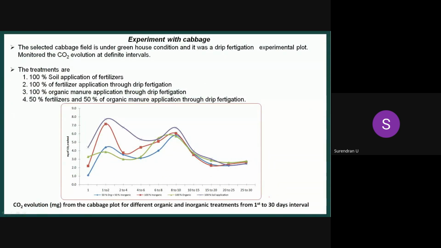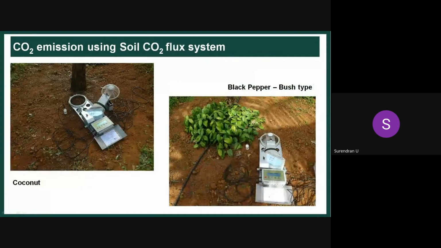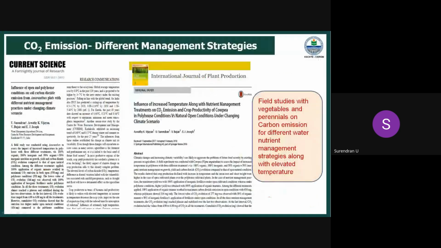Similarly, for mulching also, we have done a few field experiments. The results are published in two papers: one in Current Science and another in the International Journal of Plant Production. You can verify those papers: field studies with vegetables and perennials on carbon emission and how we can adopt water and nutrient management strategies, especially under elevated temperature.